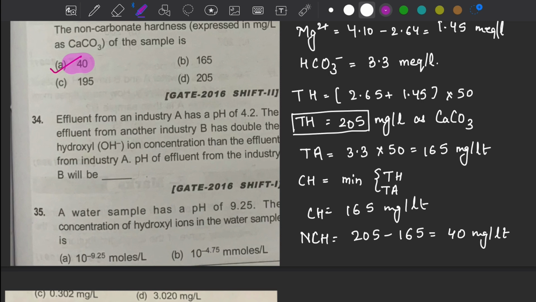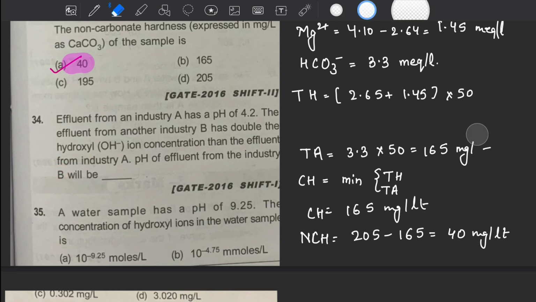Okay, let's move on to the next question, which is: effluent from an industry A has a pH of 4.2. The effluent from another industry B has double the hydroxyl ion concentration than the effluent from industry A. They are asking the pH of the effluent from industry B. So let's do the question next.